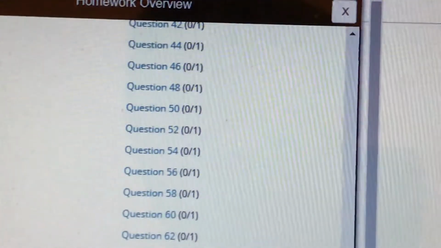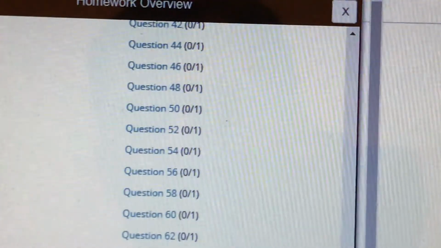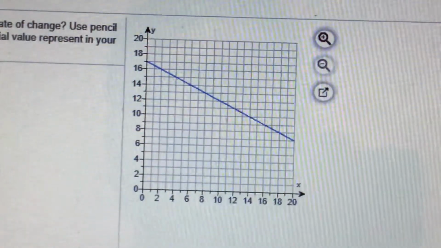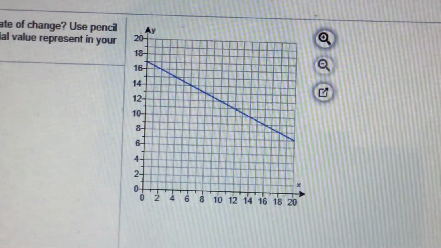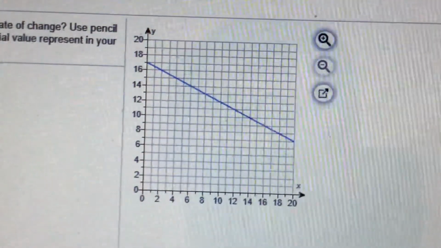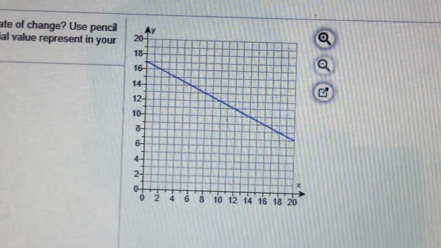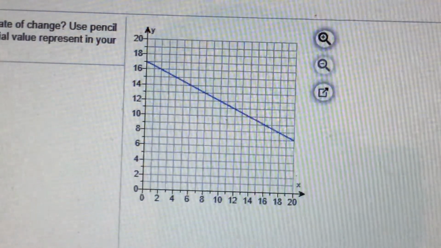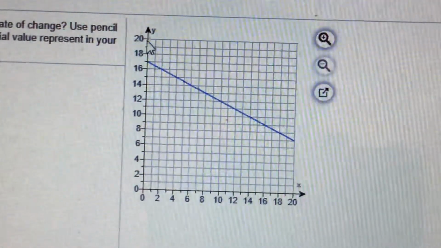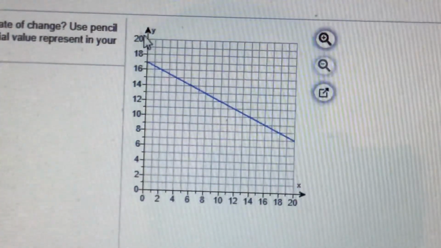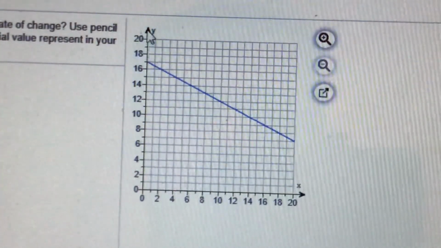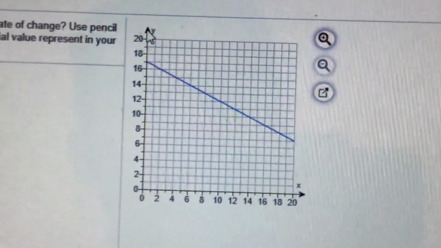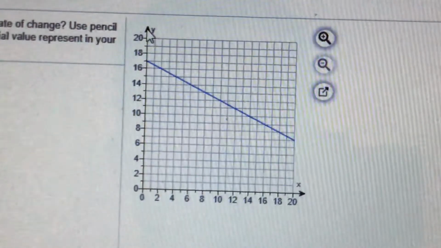And the last question, this is number 68. All right, they've asked you for the initial value. Remember, initial value is simply just our y-intercept, okay? Our y-intercept is where this line hits the y-axis. So we just look at where it hits the y-axis. I'm not going to give you the answer to this one, okay? And then our slope, or our rate of change, is what they're going to ask you for.